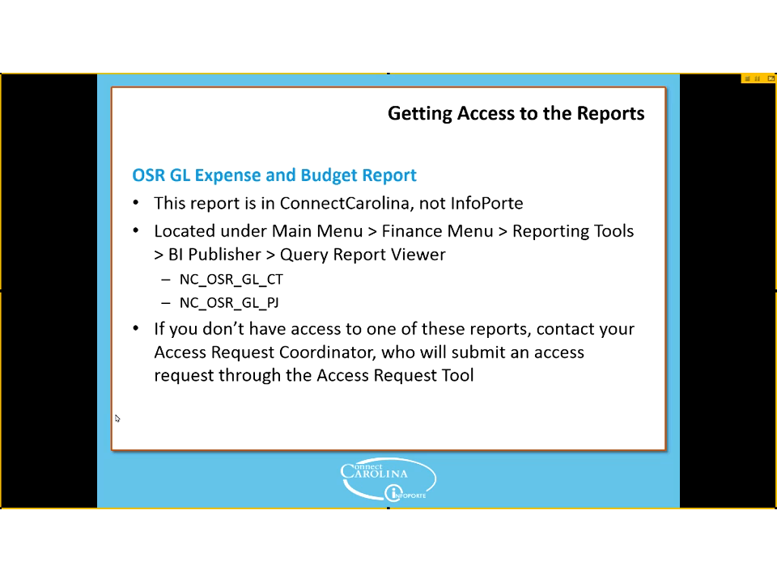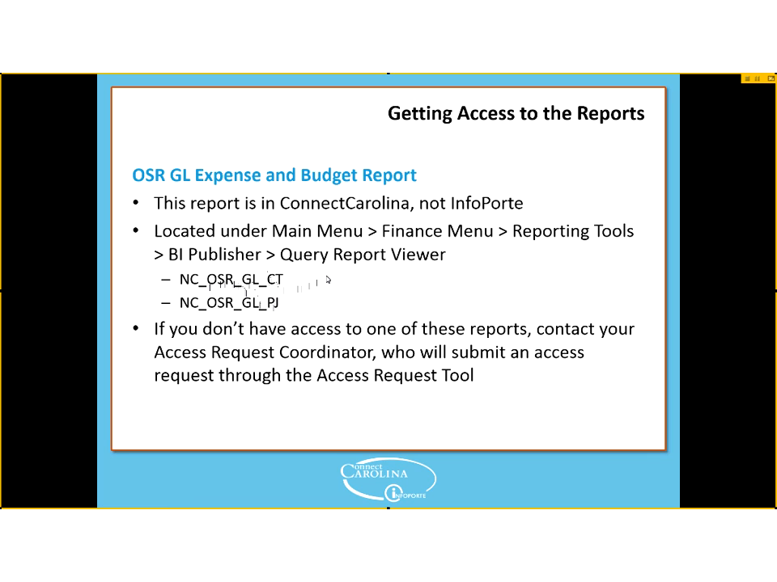Now, as for the OSR GL expense and budget report, that's the one that's not quite ready for prime time. It'll be available tomorrow. This is the report that's in Connect Carolina, not InfoPort. And once again, here's the path we actually use to access the report, and then there's the two names of the reports that you'll see when you actually search it. Remember, I searched it by just typing in NC_OSR, and I got those two reports, and I can tell the difference between the one where I search for contracts versus the one I search for projects.